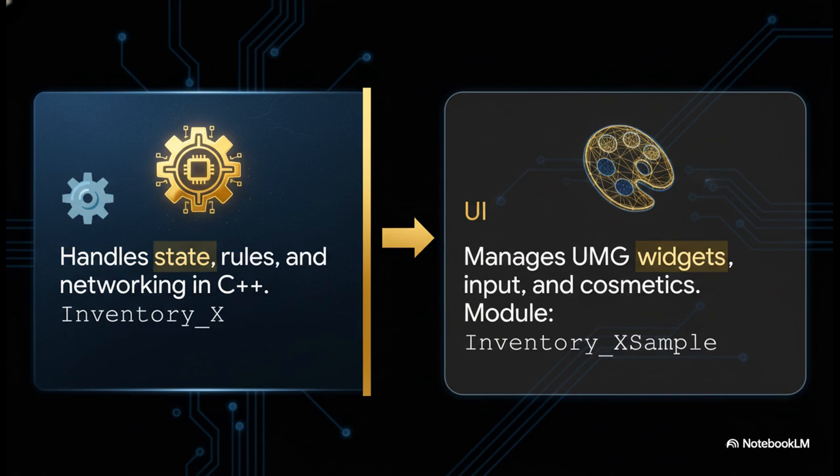And this slide right here shows that separation perfectly. You've got two completely different modules. The core Inventory X module is pure C++, handling all the heavy lifting, the game logic, the networking. Then you have a totally separate UI module, Inventory X Sample, which is just one of many possible ways to use that backend. The backend doesn't need the UI, but the UI absolutely needs the backend. It is a one-way street, and that is absolutely the key.